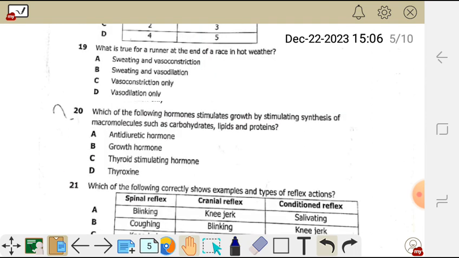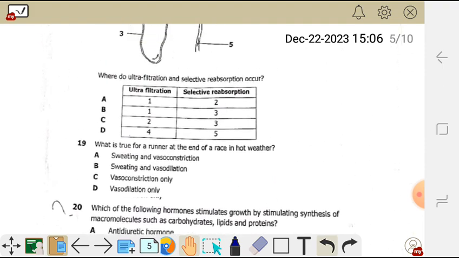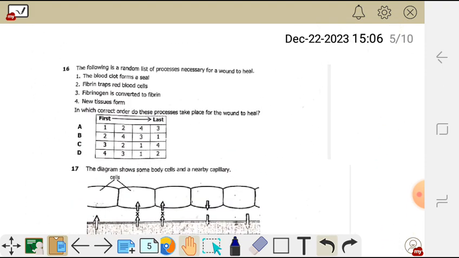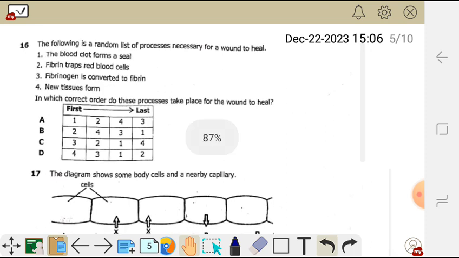Question 16. The following is a random list of processes necessary for a wound to heal. 1. The blood clot forms a seal. 2. Fibrin traps red blood cells. 3. Fibrinogen is converted to fibrin. And number 4, new tissues form. In which correct order do these processes take place for the wound to heal?